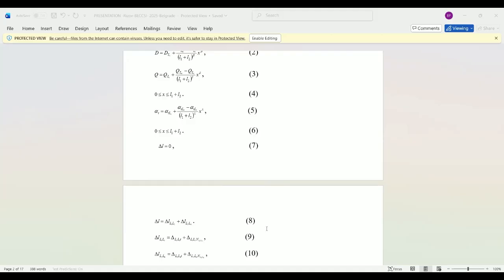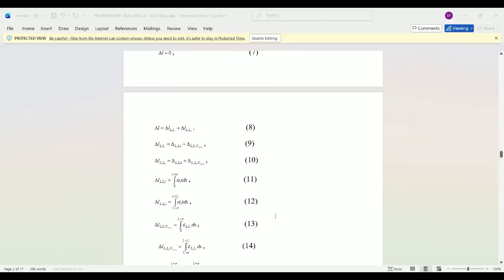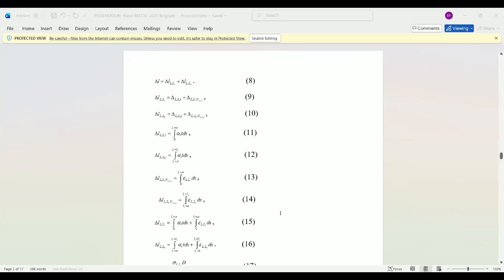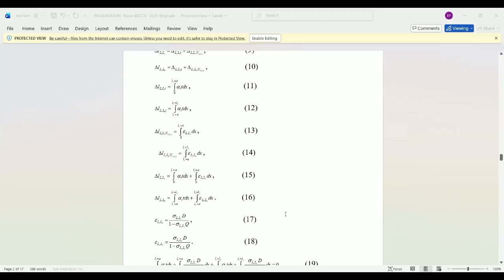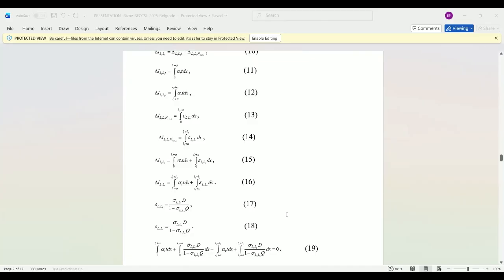The prolongations are evaluated by applying equations from number 11 to number 14. In these equations, epsilon L1, L3 and epsilon L3, L4 are the strains in portions L1, L3 and L3, L4 of the bar. Then we transform equations number 9 and 10 as given in equations number 15 and 16. The strains are expressed as functions of stresses using equation number 1 as given in equations number 17 and 18.